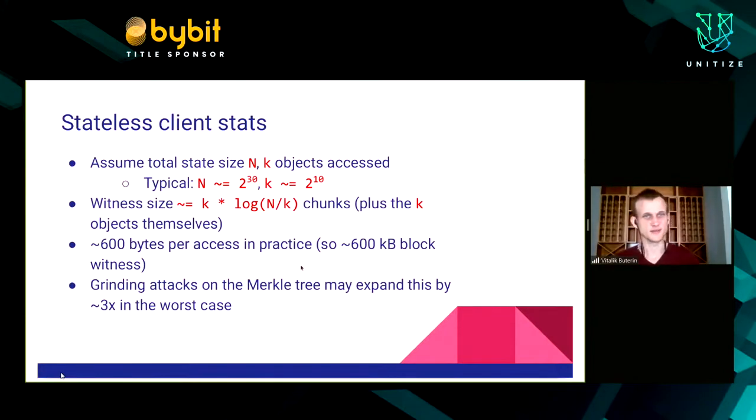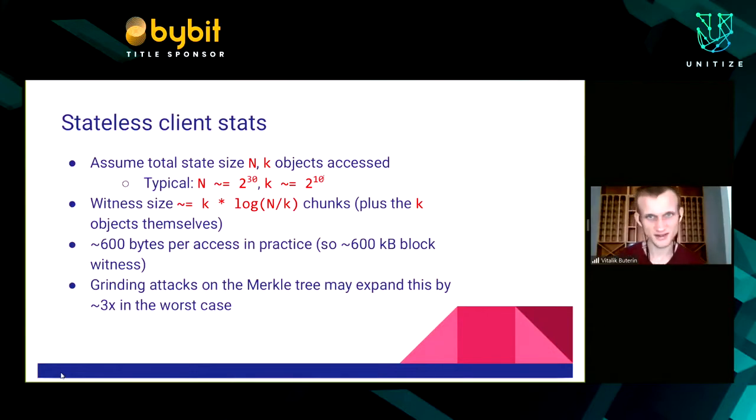Some statistics. Just for notation, we'll use N to refer to the total size of the state. So this is the total number of accounts and contracts and storage slots and all of this stuff together. And K is the number of objects that get accessed in a block. Approximately speaking, in Ethereum blocks, N is around 2 to the 30 and K is around 2 to the 10. So N is about 1 billion, K is about 1,000.